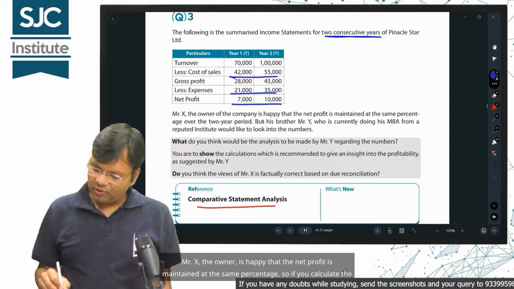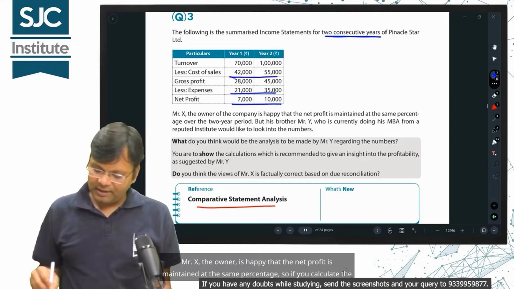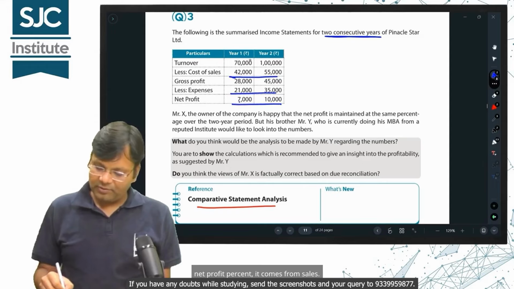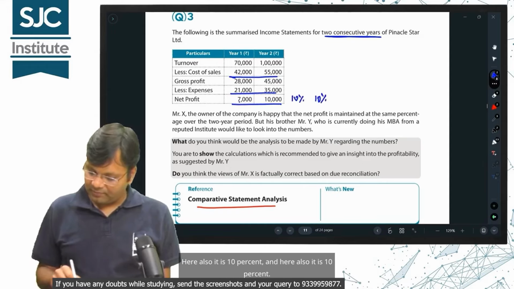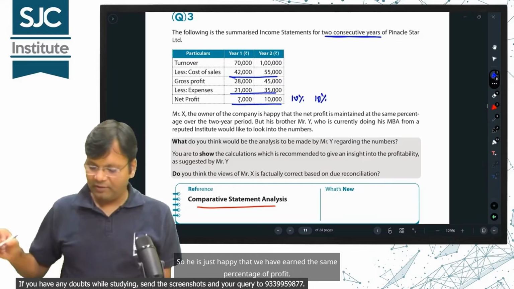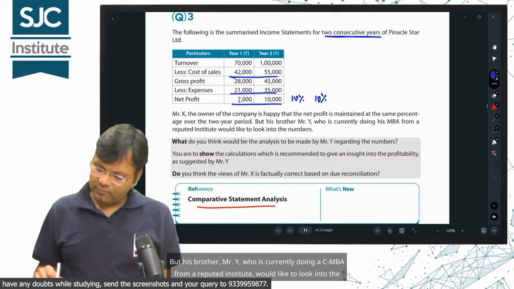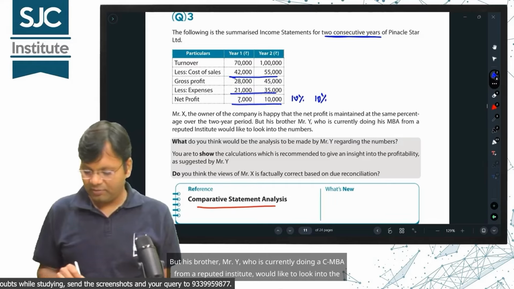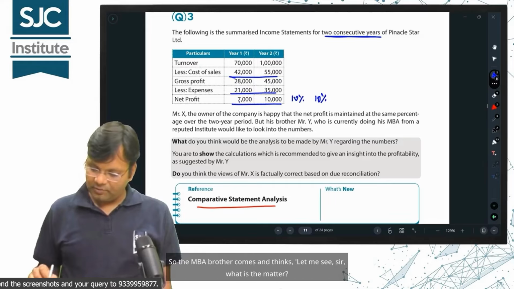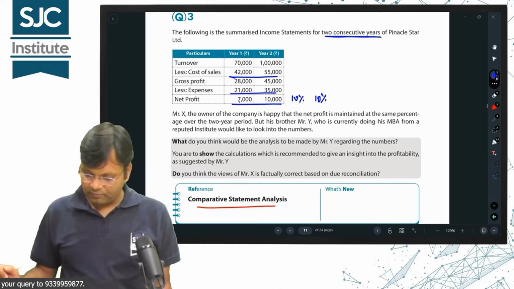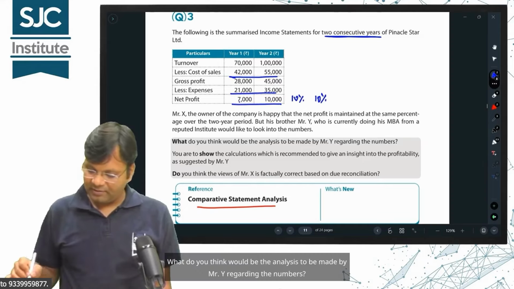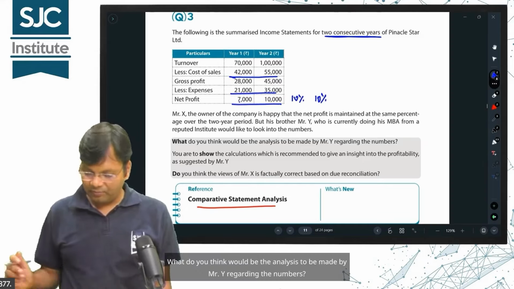Mr. X, the owner, is happy that the net profit is maintained at the same percentage. So if you calculate the net profit percent, it comes from sales. Here also it is 10% and here also it is 10%. So he is just happy that we have earned the same percentage of profit. But his brother, Mr. Y, who is currently doing an MBA from a reputed institute, would like to look into the numbers. So the MBA brother comes and thinks, let me see, sir, what is the matter? What do you think would be the analysis to be made by Mr. Y regarding the numbers?